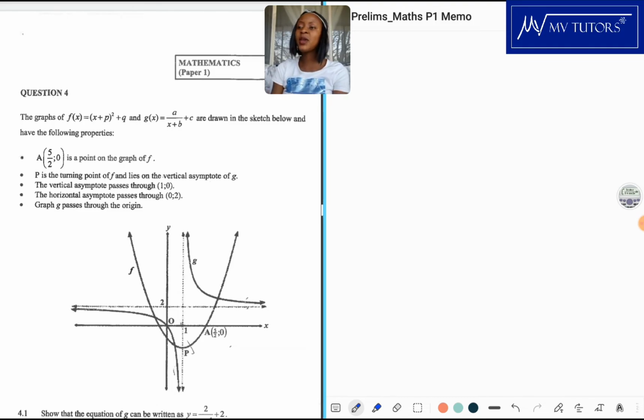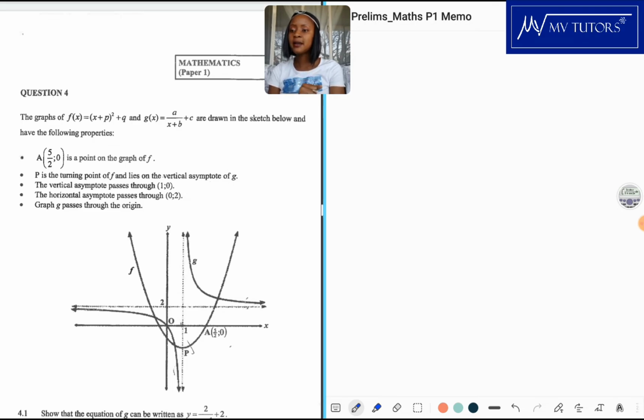All right, question 4. We have a hyperbola. So we have a hyperbola with the equation g of x, and we have a quadratic function, f of x. Okay, they are sketched. We have a, which is one of the x-intercepts of the quadratic function, and then p is the turning point of f and lies on the vertical asymptote of g. Then the vertical asymptote passes through 1 on the x-axis, and the horizontal asymptote passes through 2 on the y-axis.